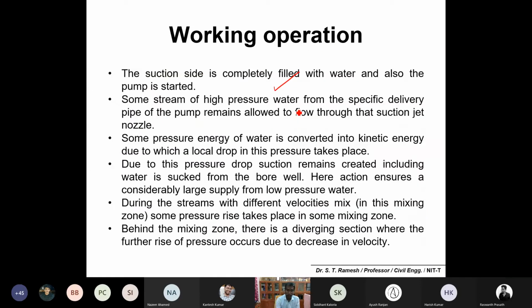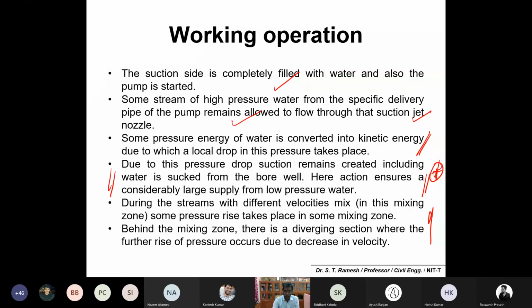Some stream of high pressure water from a specific delivery pipe of the pump is allowed to flow through the suction jet nozzle, and because of this, some pressure energy of the water is converted into kinetic energy, due to which there is a drop in pressure. Due to this drop in pressure, suction is created, water is sucked from the borewell, and it also ensures a considerably large quantity of water at low pressure. When the streams with different velocities mix, some pressure rise takes place, which also lifts the water out. So please make a note of this.